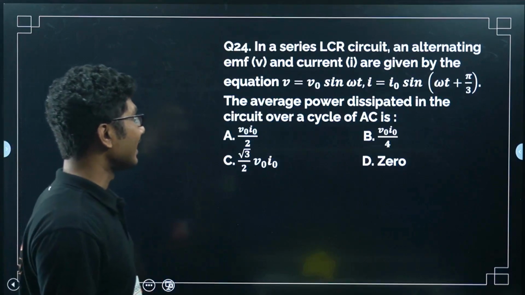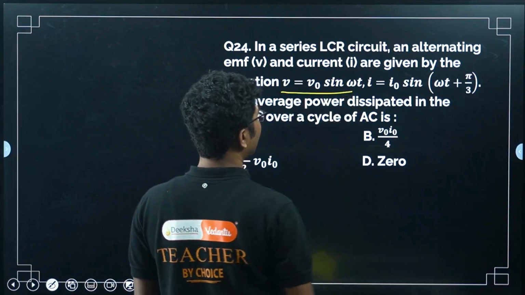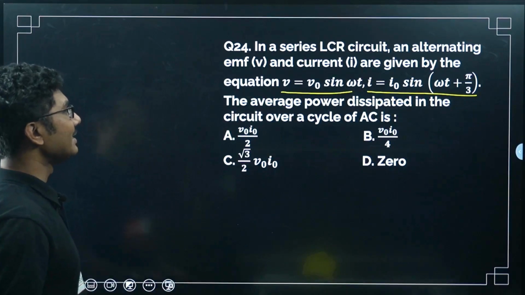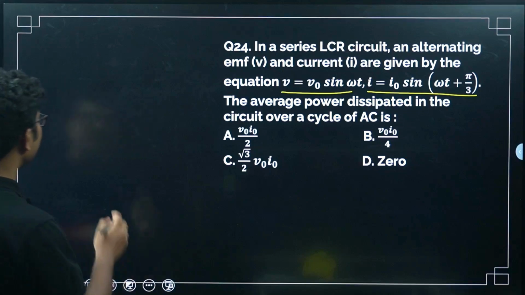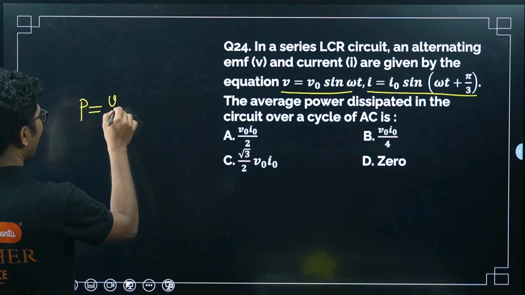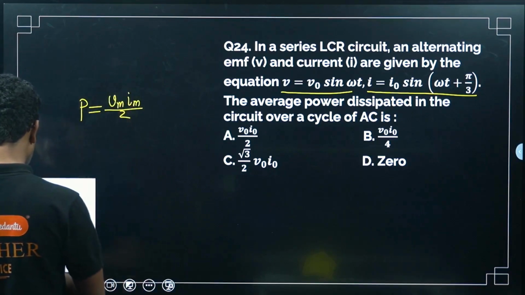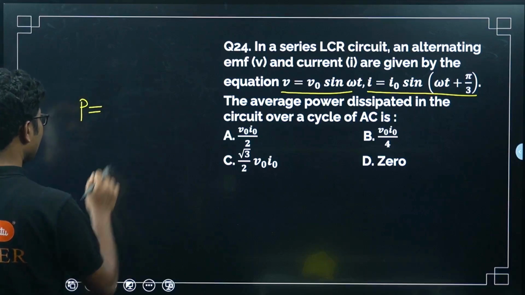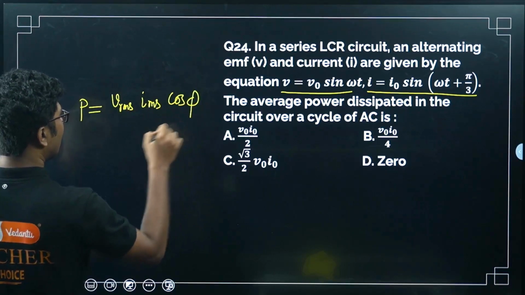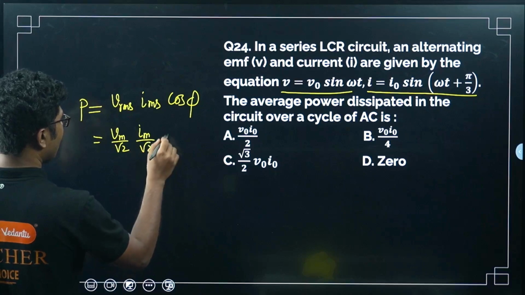Now, in a series LCR circuit, an alternating EMF V and current I are given by V is equal to V naught sin omega t and I equals I naught sin omega t plus pi by 3. The average power dissipated in the circuit over the cycle of AC. So average power dissipated is P equals Vm Im by 2. Why am I writing that? Because you can write the original value also, since we are already familiar with the values. So Vrms, Irms, cos phi, right? So Vrms is Vm by root 2, Irms is Im by root 2, cos phi.